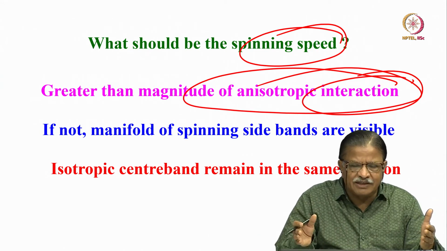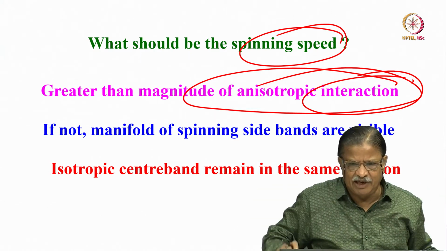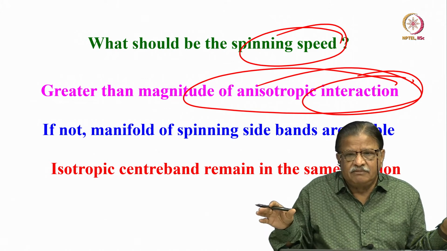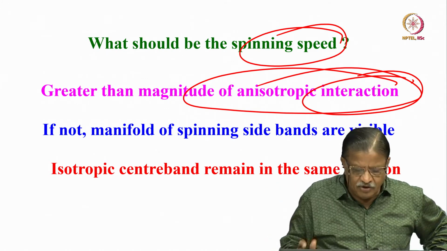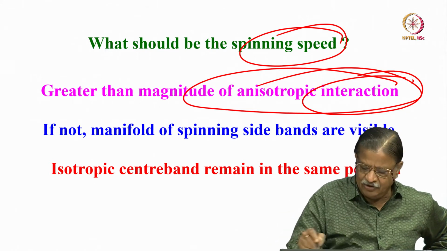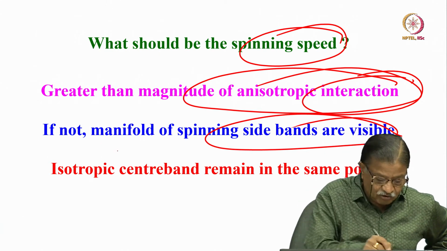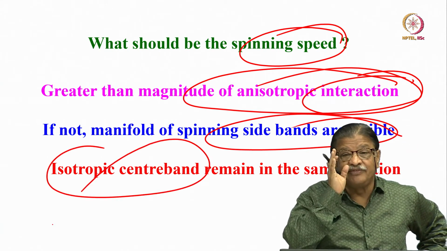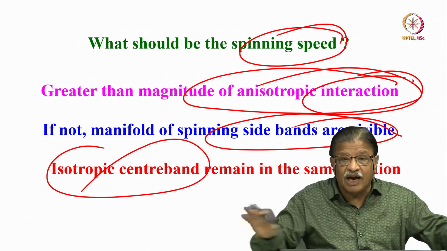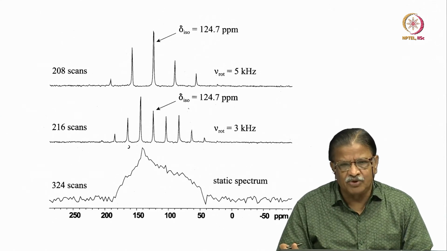How do you know what is CSA, what is heteronuclear dipolar coupling? You do not know offhand. Keep on increasing the spinning speed till the side bands disappear. That is what you have to do. So, if you spin at a rate lower than that, you get side bands, they are visible. And as I said, the isotropic central band will remain the same irrespective of the spinning speed, whereas the side bands start moving away.